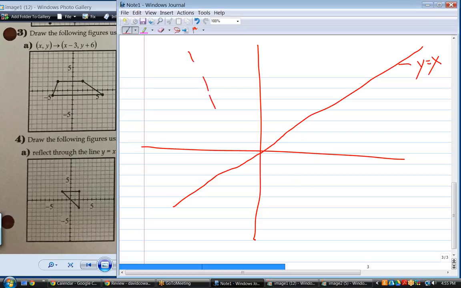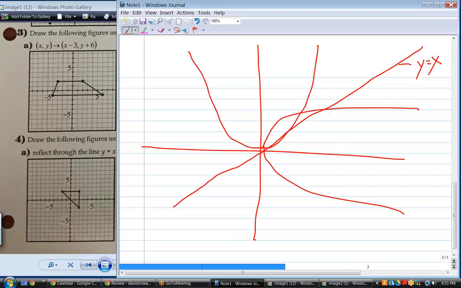I could have a parabola, which is y equal x squared, and if I reflect it over that line, it ends up looking like this. But the one thing I remember about inverses is you just switch the coordinates. Whatever is the x coordinate becomes the y coordinate. Whatever is the y coordinate becomes the x coordinate. That's all you have to remember.